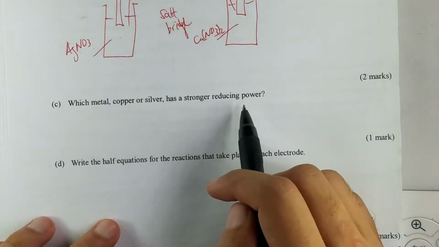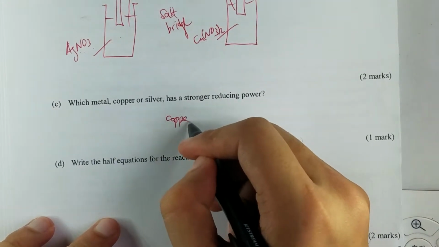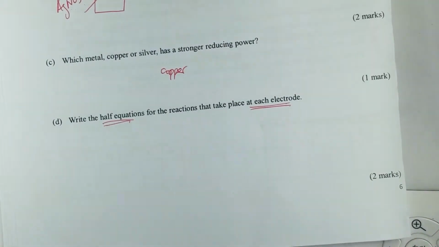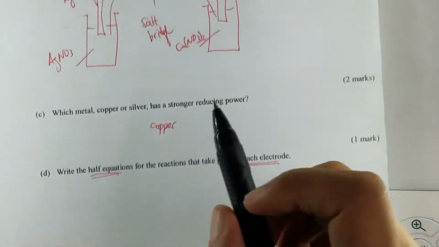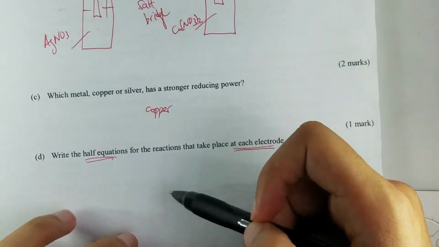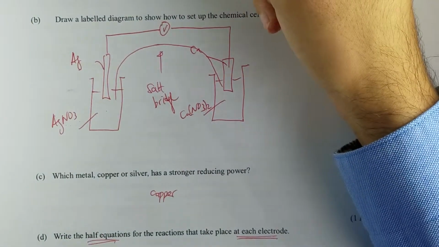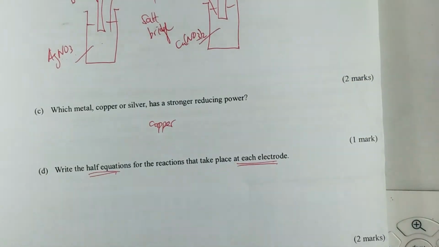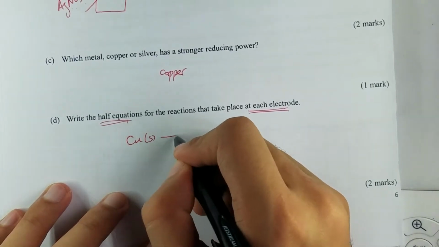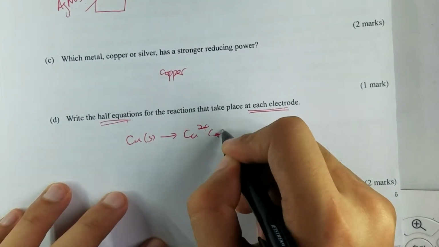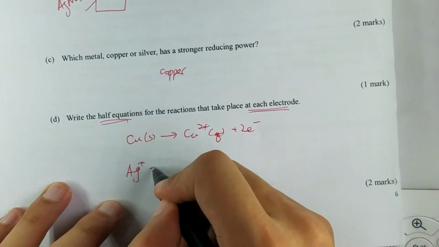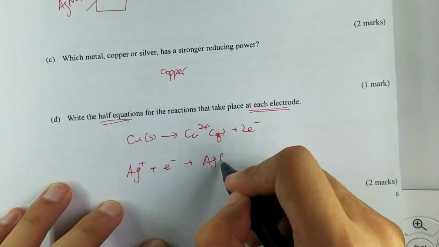All right, number 2, which one has a stronger reducing power? Answer will be copper. We explained it in the beginning. Write the half equations at each electrode. Now the common mistake I saw was this. If you knew that copper is losing electrons, then you can get this correct. But many of you thought that silver is losing electron, which was weird because silver is lower in the electrochemical series. So copper metal loses electron to form ion, and then silver ion gets the electron to form silver metal.